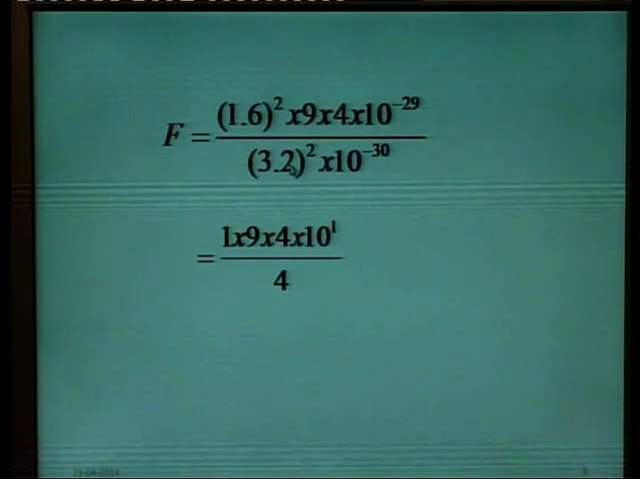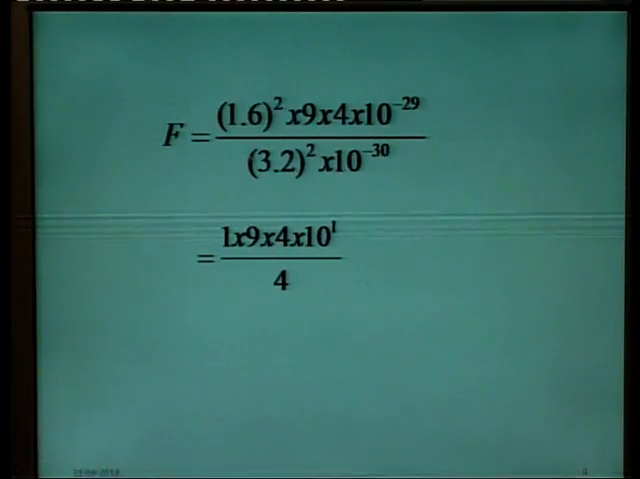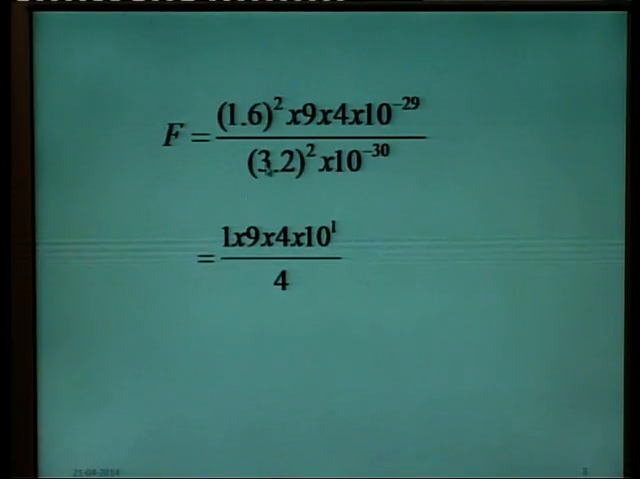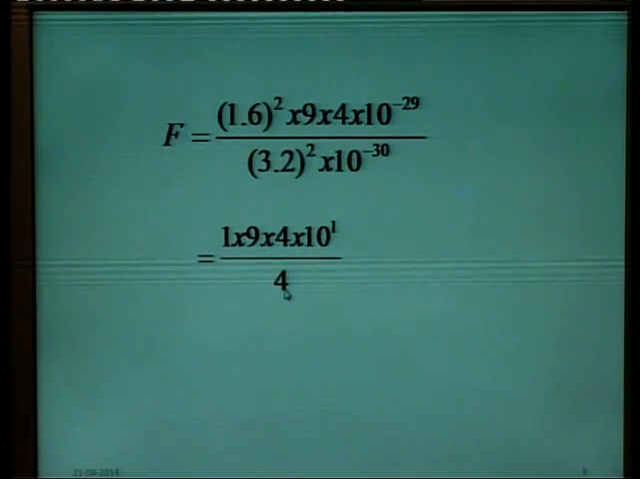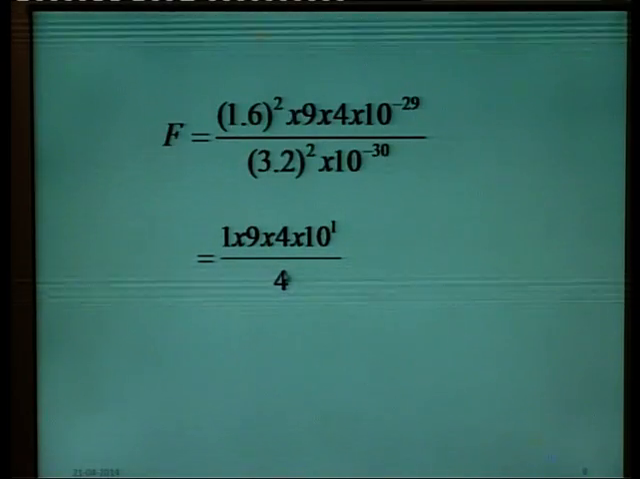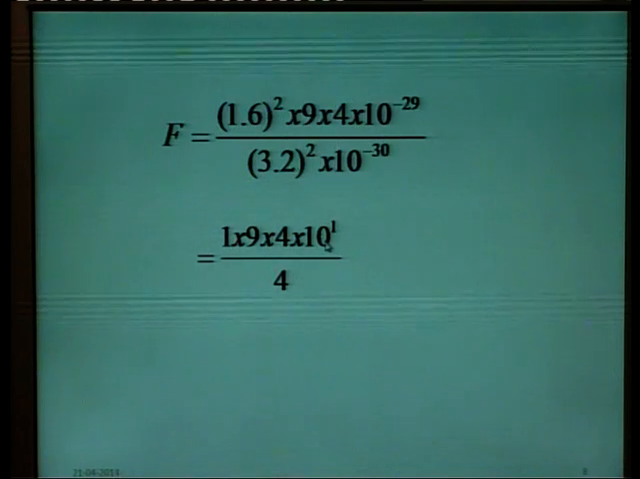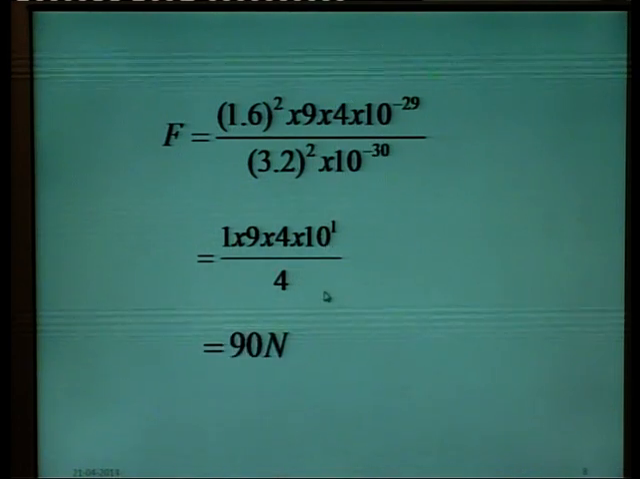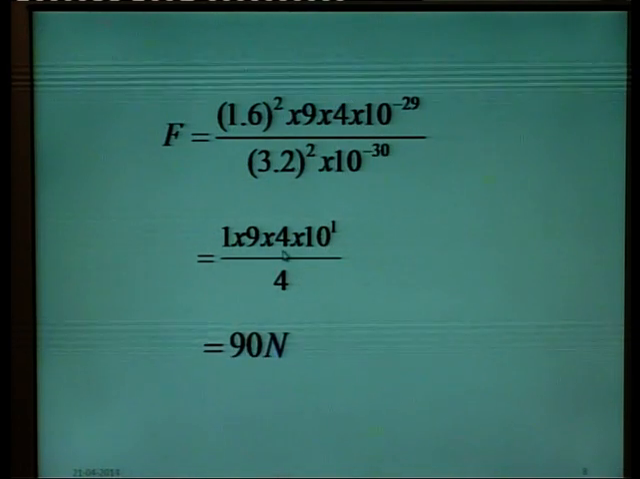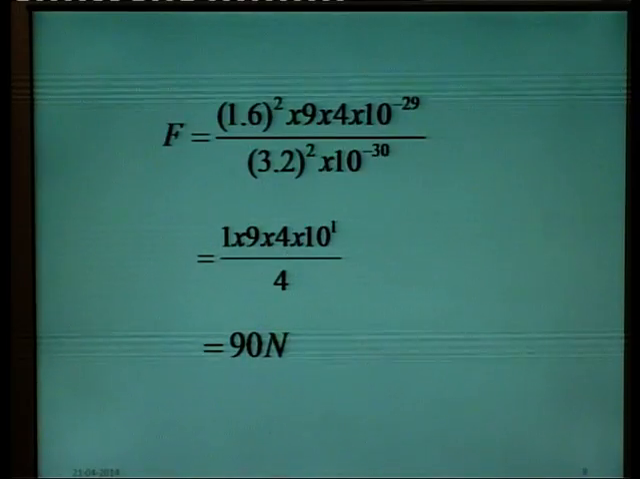1.6 cancels with 3.2 as 1 by 2. So, 1 by 2 square gives you 1 by 4. 9 into 4 into 10 to the power 1 by 4. 4 cancels out. You get the electrostatic force between the two alpha particles to be 90 newtons.